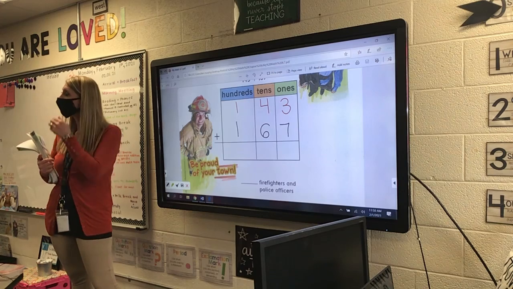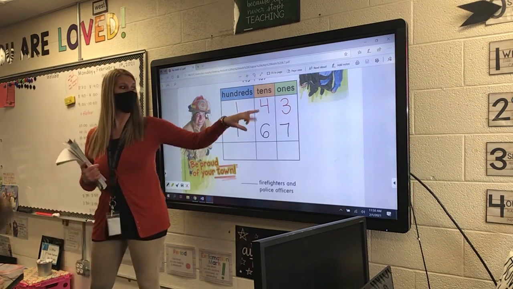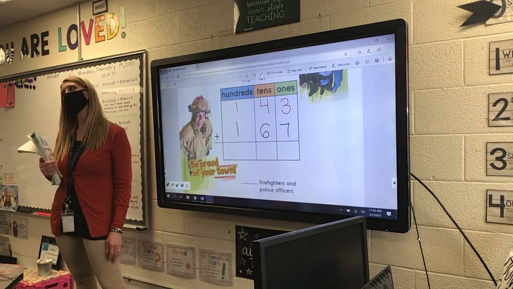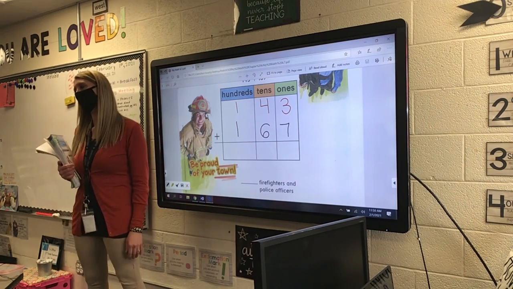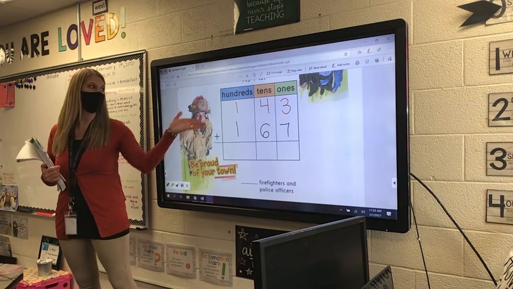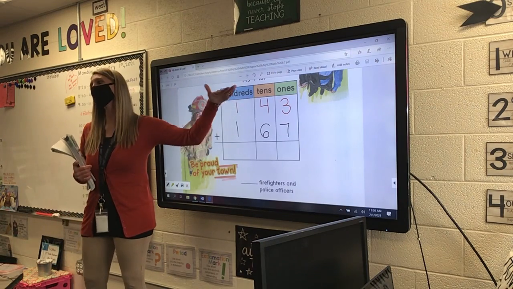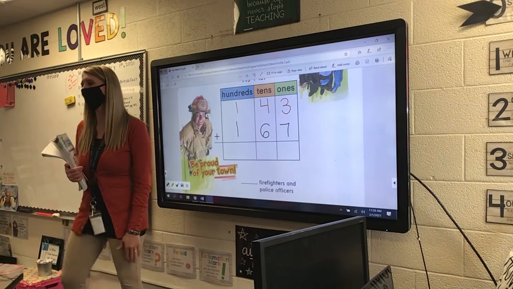Kaden, what if you switch the tens? Like, switch these tens around? You could, but then it wouldn't match the problem. What about the hundreds? You could, but it still wouldn't match the problem. Well, it kind of would with the hundreds, because there's more than one. But I'm saying the whole number. You would be able to switch around the whole number.